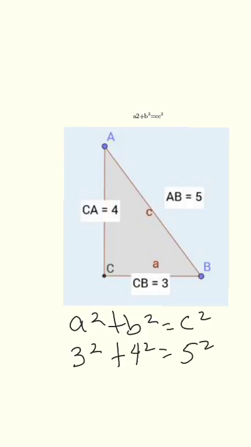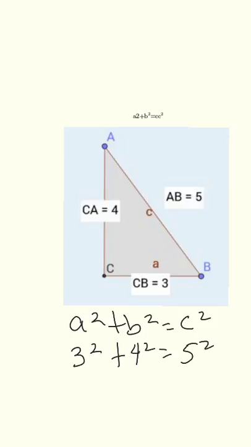Okay, so yesterday we learned about Pythagoras' theorem: the length of the short leg squared plus the length of the longer leg squared is equivalent to the hypotenuse length squared. So basically that is a squared plus b squared equals c squared. Using this triangle, which is also a Pythagorean triple, our base is 3, our height is 4, and our hypotenuse length is 5.